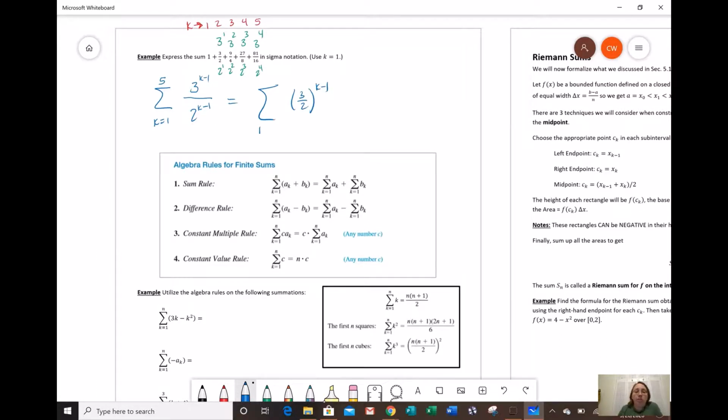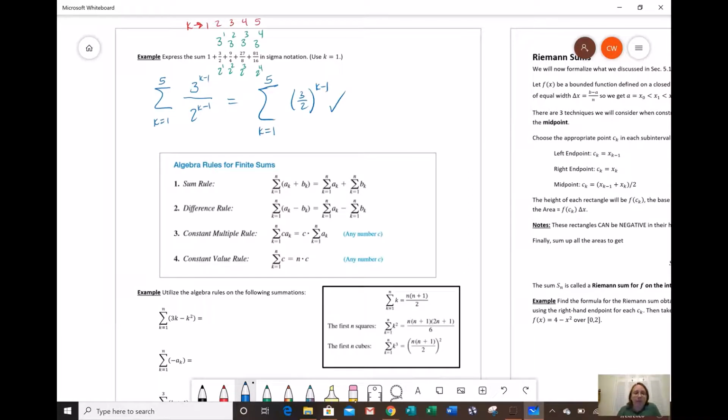But we have to check and make sure our first term works. Because whoops, not to infinity. That's calculus 2. You guys can wait until you get there for that. To 5. If we plug in 1, 1 minus 1 would be 0. 3 halves to the 0 power, what would that give us? That would give us our 1. So yes, this does work. And these are the only ways to write this if we're going to start with k equals 1.